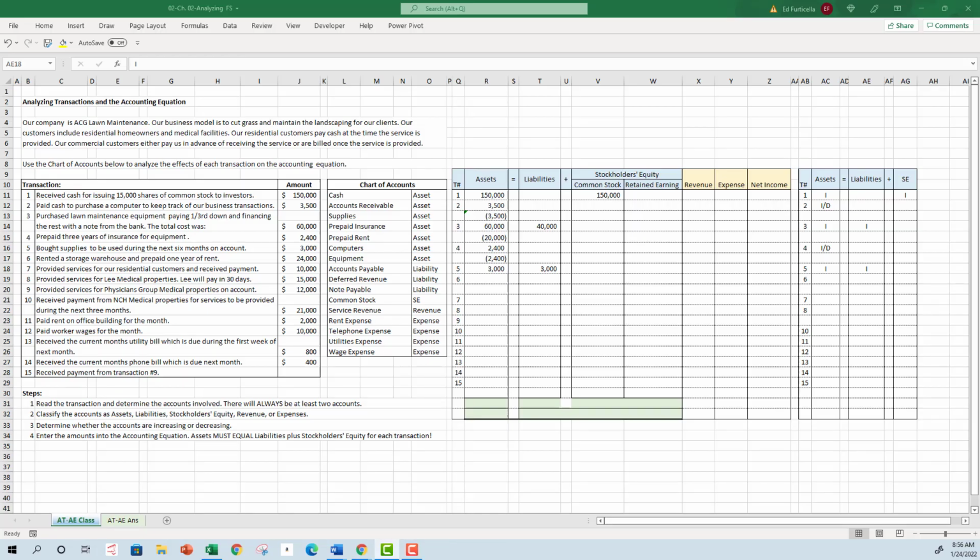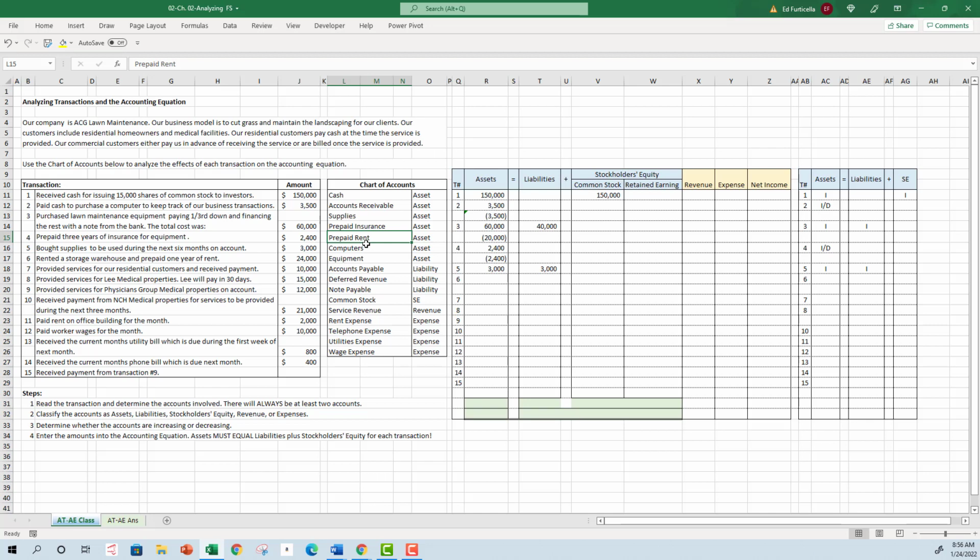Number 6, the same thing. We rent a storage warehouse and we prepay 1-year rent, $24,000. So the rent for the entire year is $24,000. We don't want to expense it all in the current month. We want to expense it month by month over the next 12 months.